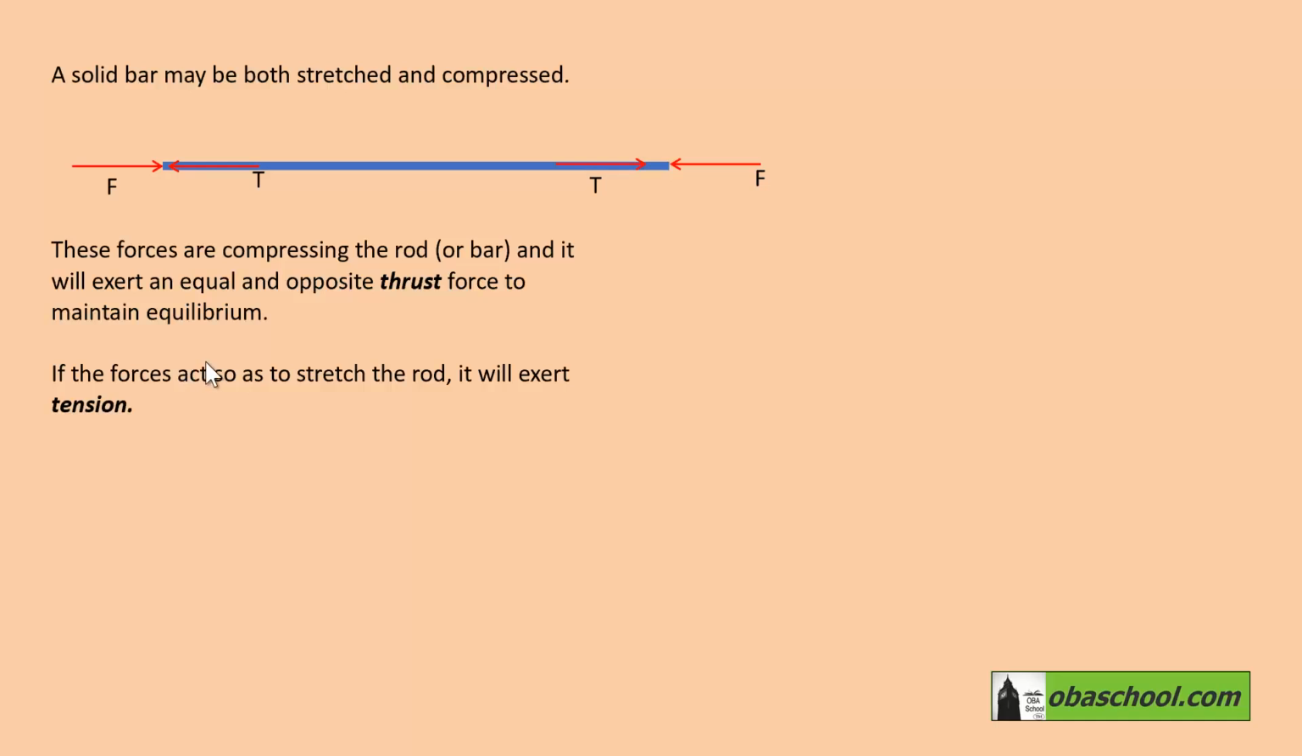If the forces act so as to stretch the rod, it will exert tension just like a string does. So if we pull outwards, then the tension will act to oppose the forces that we're applying.